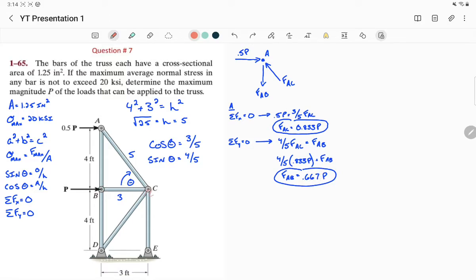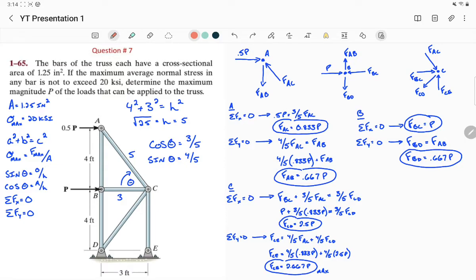Continuing on, we're going to analyze joint B and C. Doing so, we get free body diagrams that look like this. Next thing, we write our equations, and we find the force in all of our members. Now, these are all in terms of P.